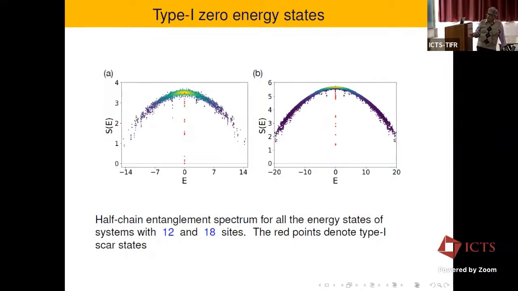This is a plot of the half-chain entanglement entropy as a function of E for all energy states. Most of the states fall in this region, and this region becomes narrower and narrower as you increase the system size from 12 to 18. But these type 1 states all lie at zero energy, and some of them have extremely low entanglement entropy. So these are really the scar states showing up.